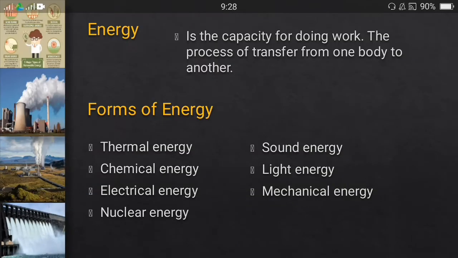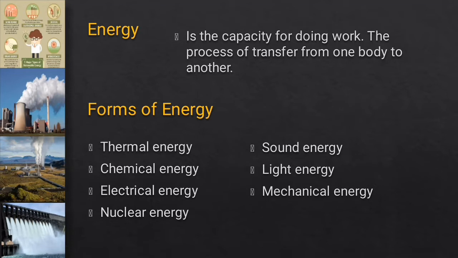Nuclear energy. It comes from splitting atoms in a reactor to heat water into steam, turn a turbine, and generate electricity. Next, we have sound energy. It is the movement of energy through a substance, produced when a force causes an object or substance to vibrate. Light energy is a form of electromagnetic radiation which consists of photons, which are produced when an object's atoms heat up.